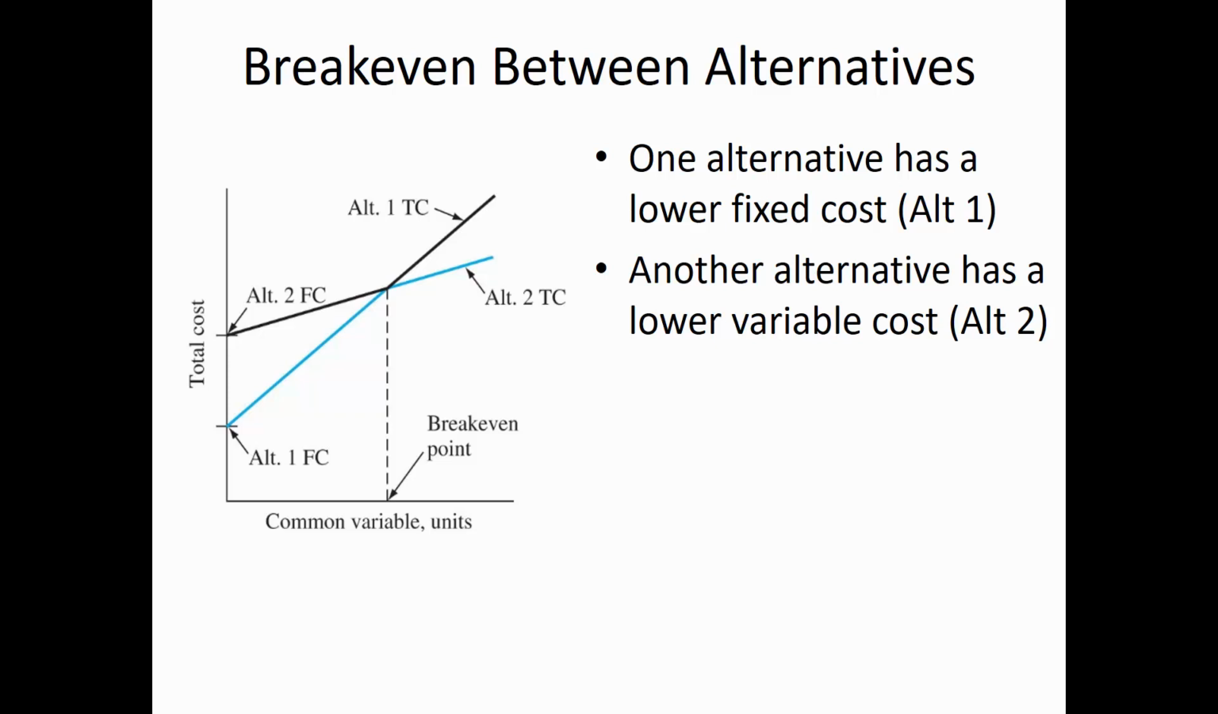So the question is, should you buy equipment 1 or equipment 2? And what this graph shows is it depends on how many items you're going to be manufacturing. What you want to do is minimize your costs. If you're going to be manufacturing a relatively small number of units each month, then you should choose alternative 1.